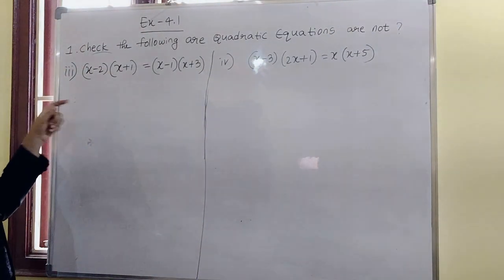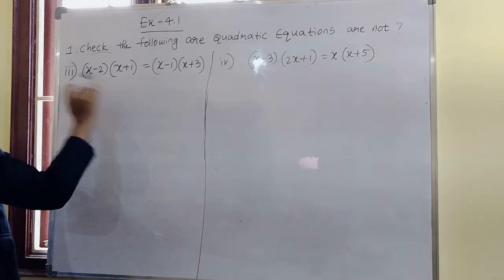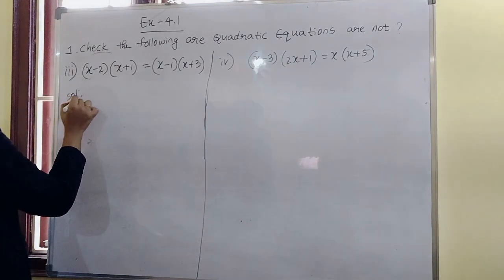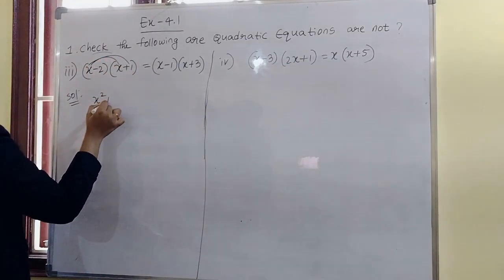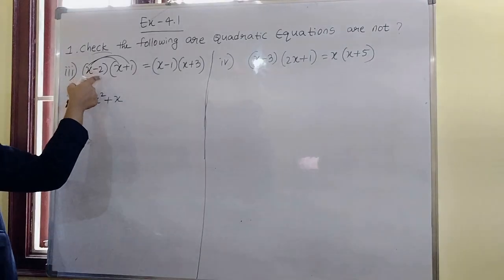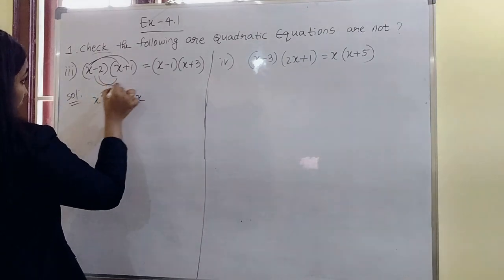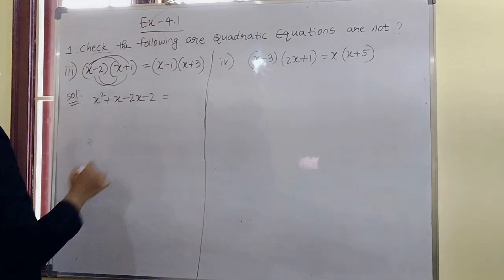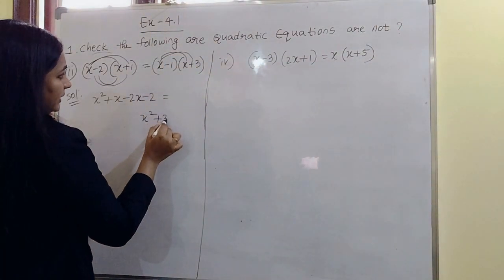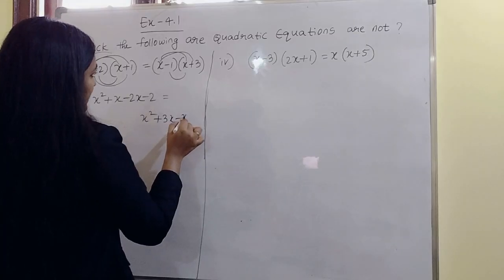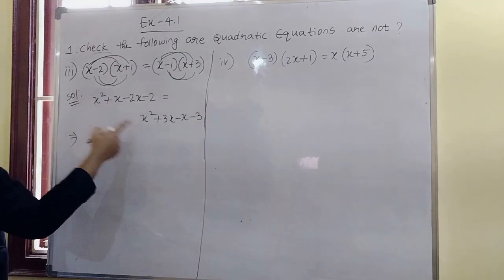(x minus 2) into (x plus 1) is equal to (x minus 1) into (x plus 3). So here you need to simplify it. Multiply: x into x is x square, x into plus 1 is plus x, and then multiply by minus 2 with each term: minus 2 into x, minus 2x, minus 2 into plus 1, minus 2, is equal to, next, x into x is x square, x into plus 3, plus 3x, minus 1 into x, minus 1 into plus 3, that is minus 3.